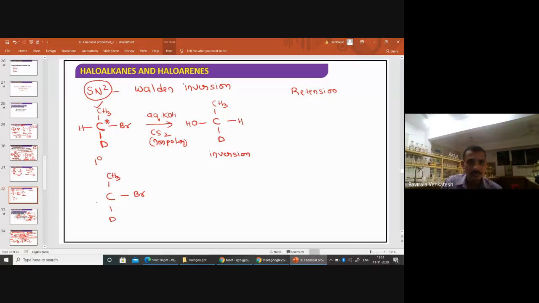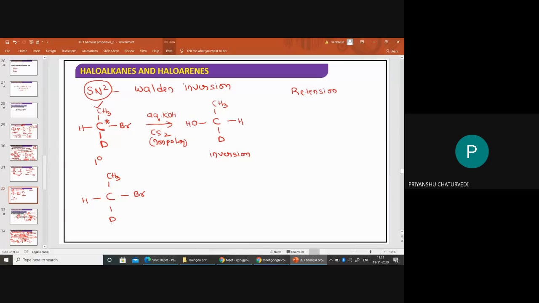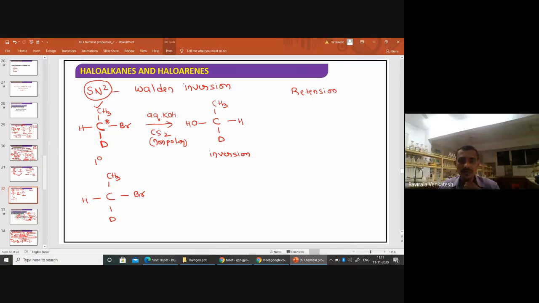Bromine, deuterium, and here I am writing hydrogen. Now tell me, around the carbon there are 4 different groups. Whichever group is directly bonded to the carbon, the chiral center, with the highest atomic number, which one is it? Bromine. Bromine's atomic number is 35. So you take this as the first priority.